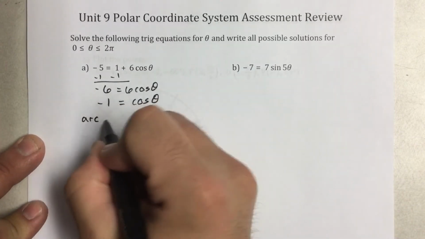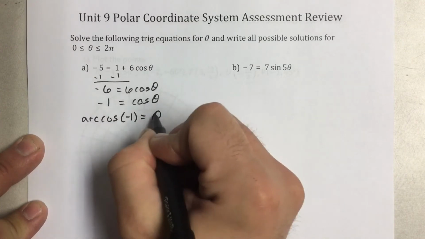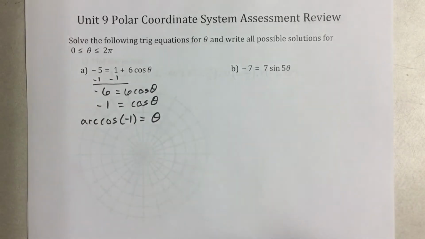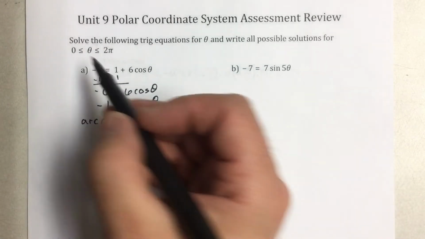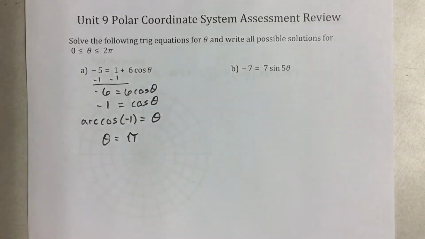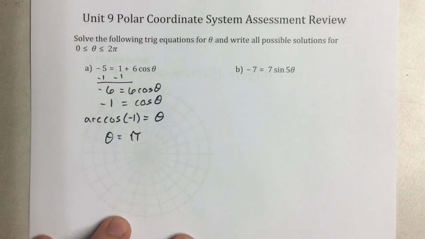So to be technical, I'm going to write arc cosine of -1 equals theta, but often you'll just think of this mentally. When is cosine equal to -1? Well, between 0 and 2 pi, the answer is only at pi. So looking at part B.